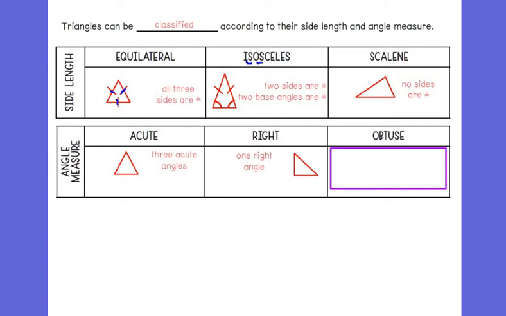Okay, then an obtuse triangle. Here's an example. Obviously, this big angle right here would be obtuse. It's greater than 90. What's unique about these other two angles? They're acute. So if you have an obtuse triangle, how many obtuse angles do you have? One, with two acute angles. So all triangles are going to have at least how many acute angles? Two. But some of them have a right, an obtuse, or another acute.